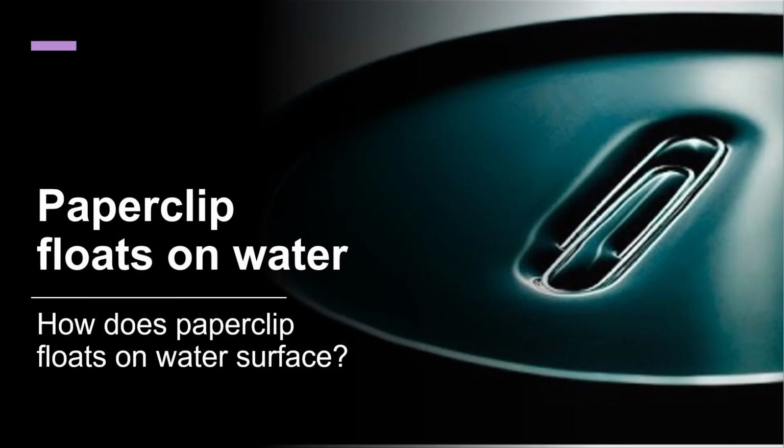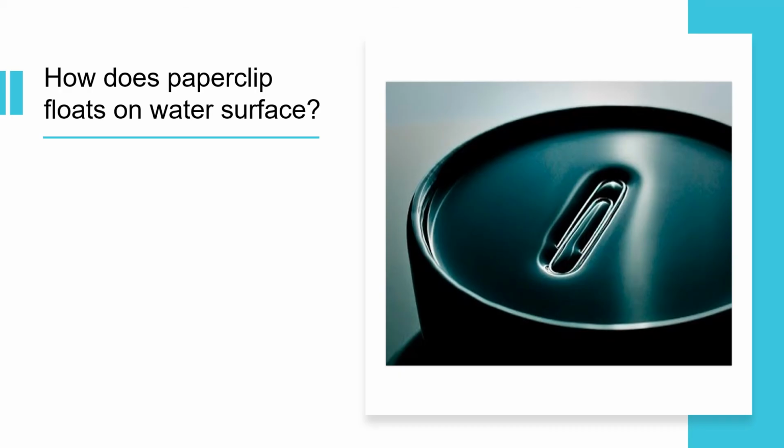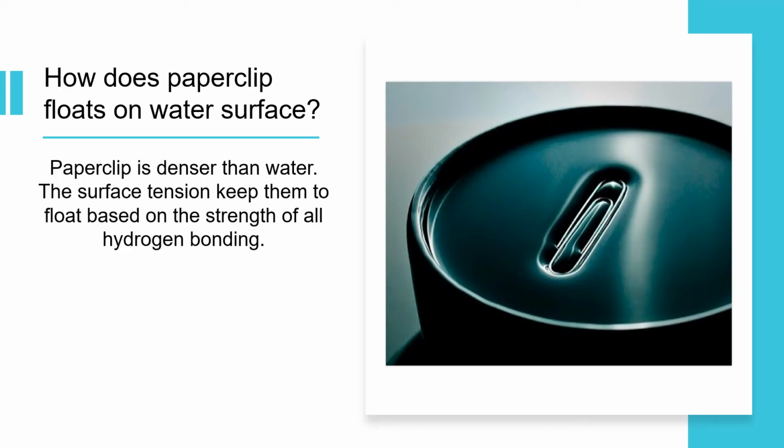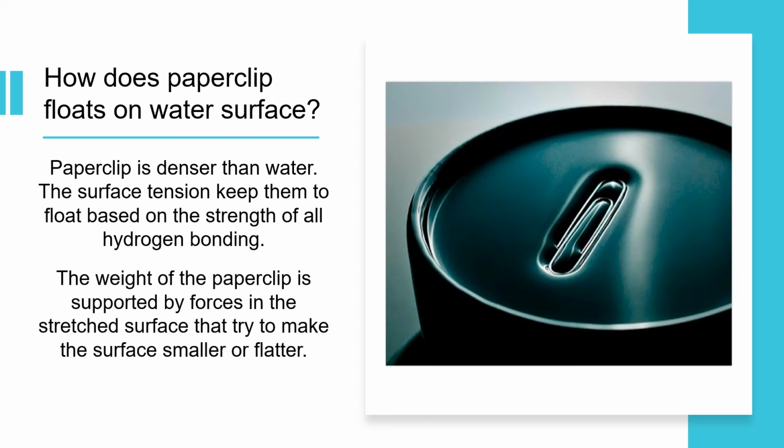How does a paperclip float on the water surface? The paperclip is denser than water. The surface tension keeps it afloat, based on the strength of all the hydrogen bonding. The weight of the paperclip is supported by forces in the stretched surface that try to make the surface smaller or flatter.